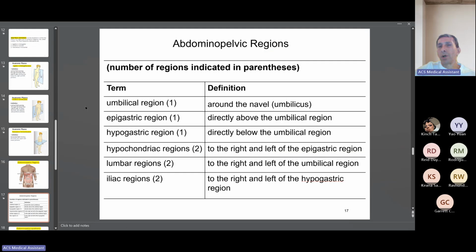Any questions about the abdominal pelvic regions? Remember, pelvic is where we find all the urinary and reproductive organs. Abdominal is where we find most of the organs of our body, which will be, remember, the liver, the pancreas, the stomach, the intestines. We're not going to find the lungs there. We're not going to find the heart. They will be in the chest area. So this is the abdominal area.